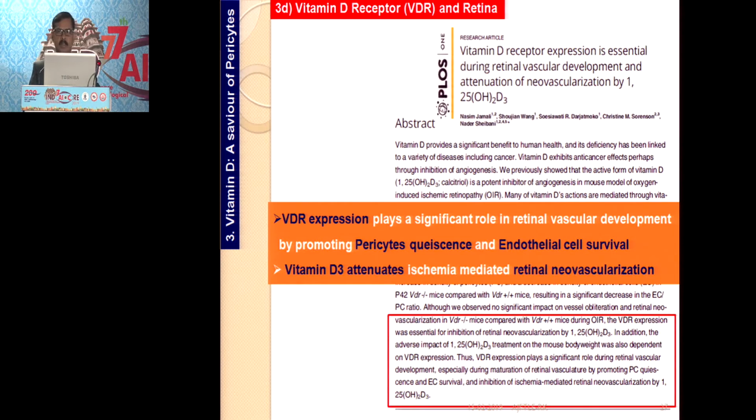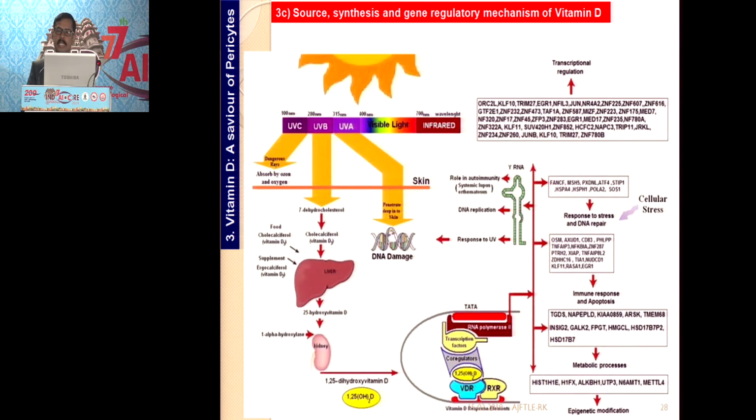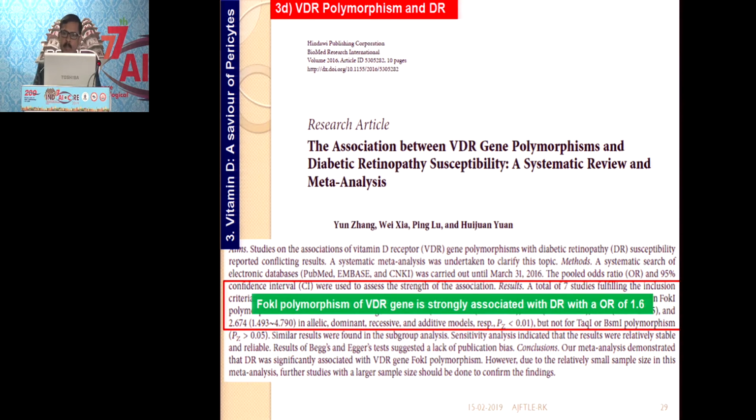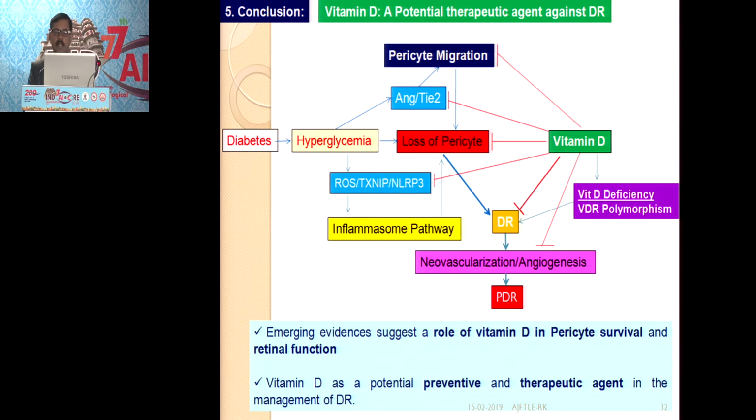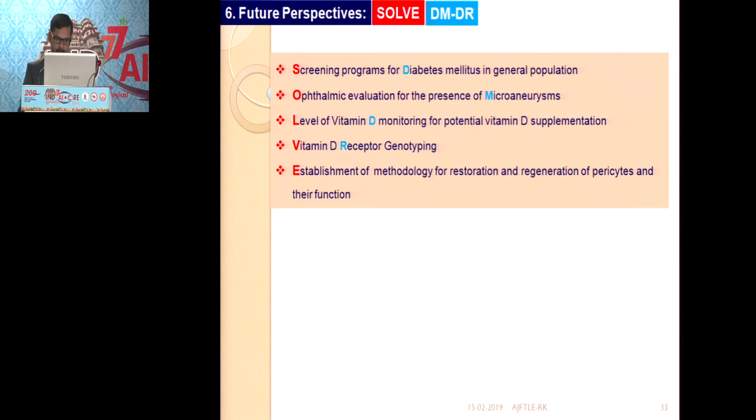Vitamin D is taken up by vitamin D receptors. The vitamin D receptors are found in retinal tissues as well as in pericytes. The expression of vitamin D receptor along with vitamin D activates many pathways and many genes. So this could be the ideal thing. And vitamin D receptor polymorphism, especially the FokI polymorphism, is also associated with diabetic retinopathy. So in conclusion, emerging evidence suggests a role of vitamin D in pericyte survival and restoration, and vitamin D could be a potential preventive and therapeutic agent in the management of DR.